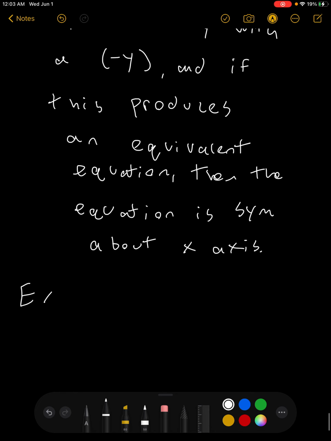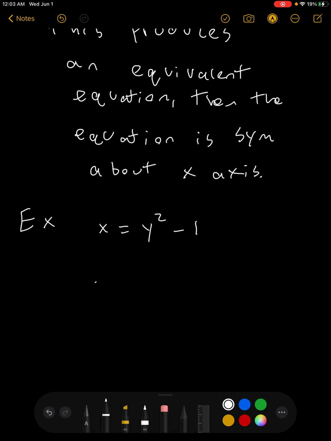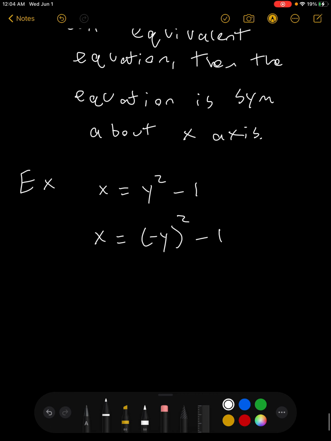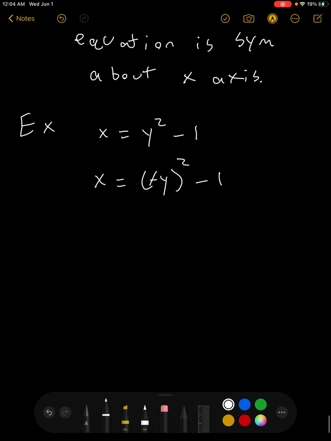So for example, if we're dealing with something like x equals y squared minus 1, if we want to test this for x-axis symmetry, we replace the y with a minus y. And then we see if this is equivalent to the original equation or not. Well, negative y squared will actually cancel out, so this actually is the same thing as positive y squared minus 1. And that is the same thing as the original equation, so this, in fact, is symmetric about the x-axis.